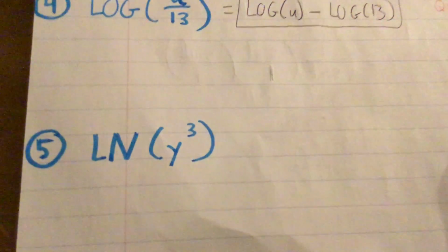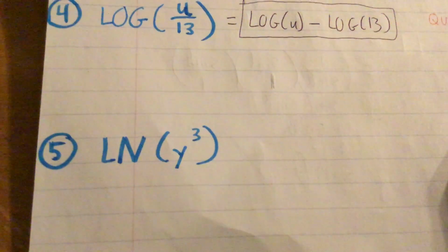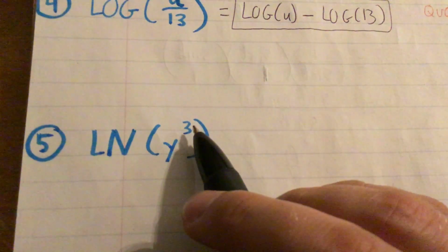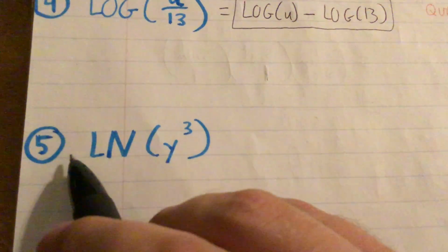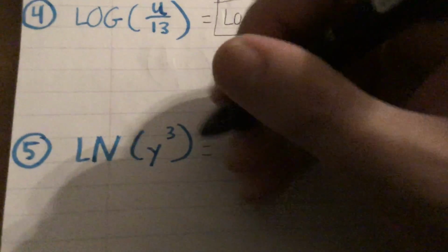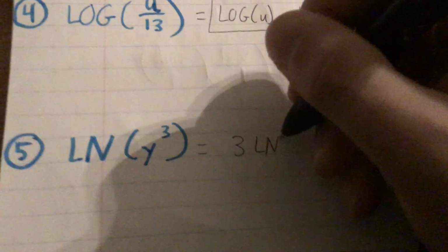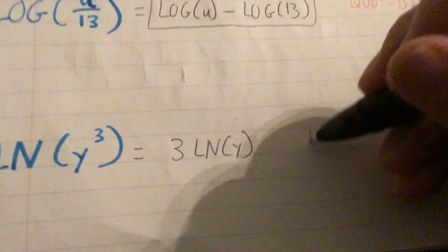Okay, the natural log of y cubed. Well, I've got a base and I've got an exponent, so in a logarithm, the exponent flies to the front. Therefore, the natural log of y cubed becomes 3 natural log of y by the power factor rule.